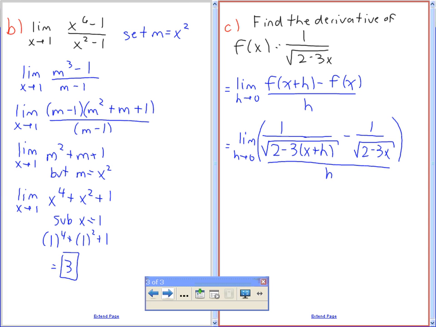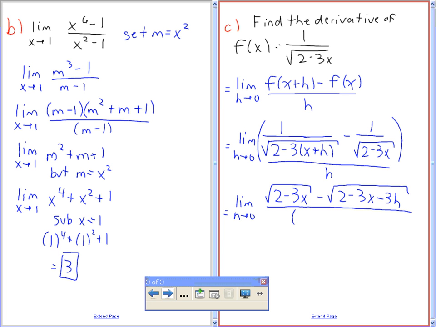If I add those together, I need someone brave. John, you're the only brave soul in this class. Go ahead. That's going to be root 2 minus 3x, minus root 2 minus 3x plus h. Yeah, I'm going to write it like this. And you're exactly right, the denominator is basically the two terms multiplied.